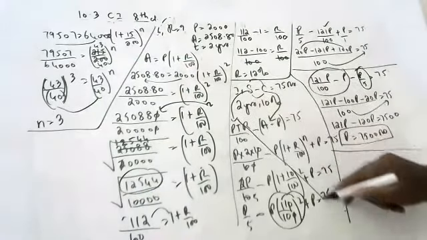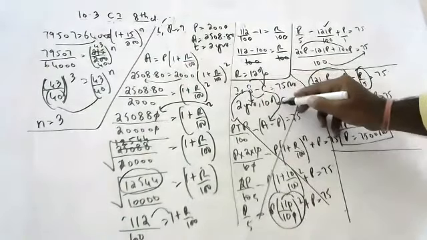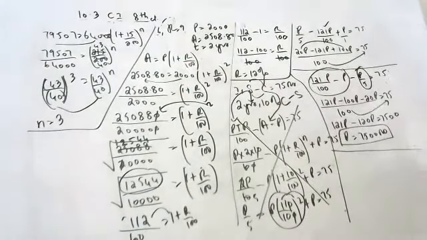Small mistake, children, don't do it like this. Compound interest will be bigger, simple interest will be smaller. Always do compound interest minus simple interest. Next.